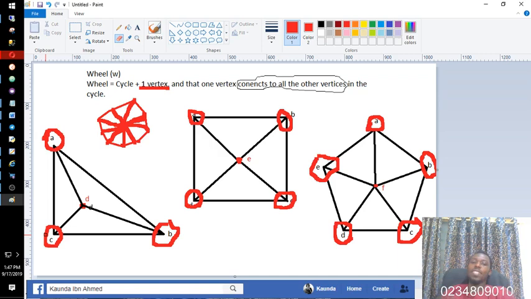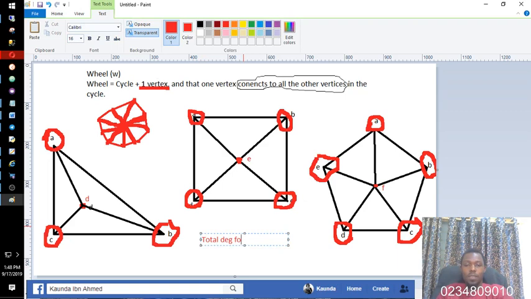So if you want to get the sum for the wheel, get the sum for the original vertices and then add the degree of the new one. The original ones will always be 3, because there were 2 as a circle and you connect one to it again, to form 3. So to get the total degree for the wheel, get the total for the original vertices plus the degree for the new vertex. That is the rule.